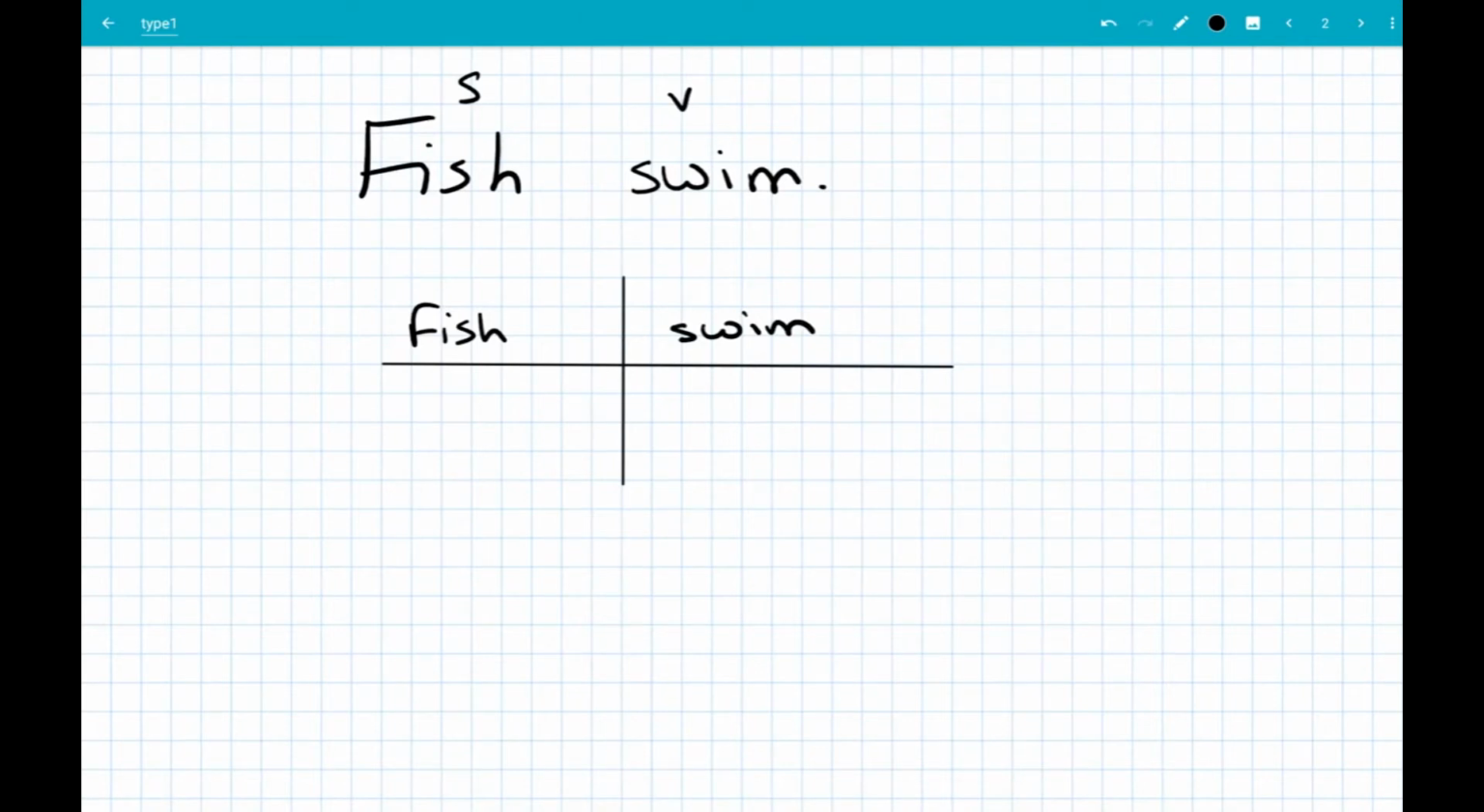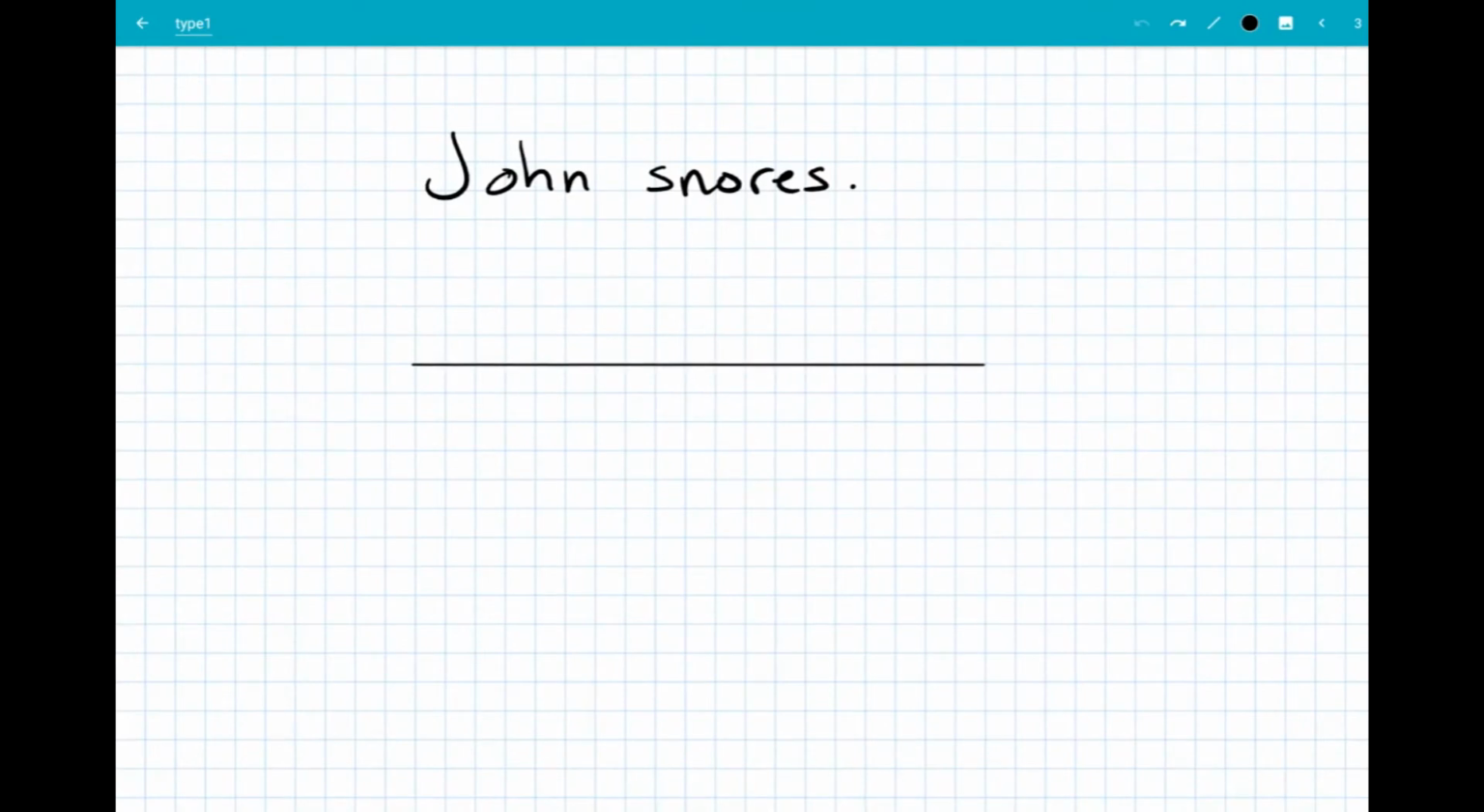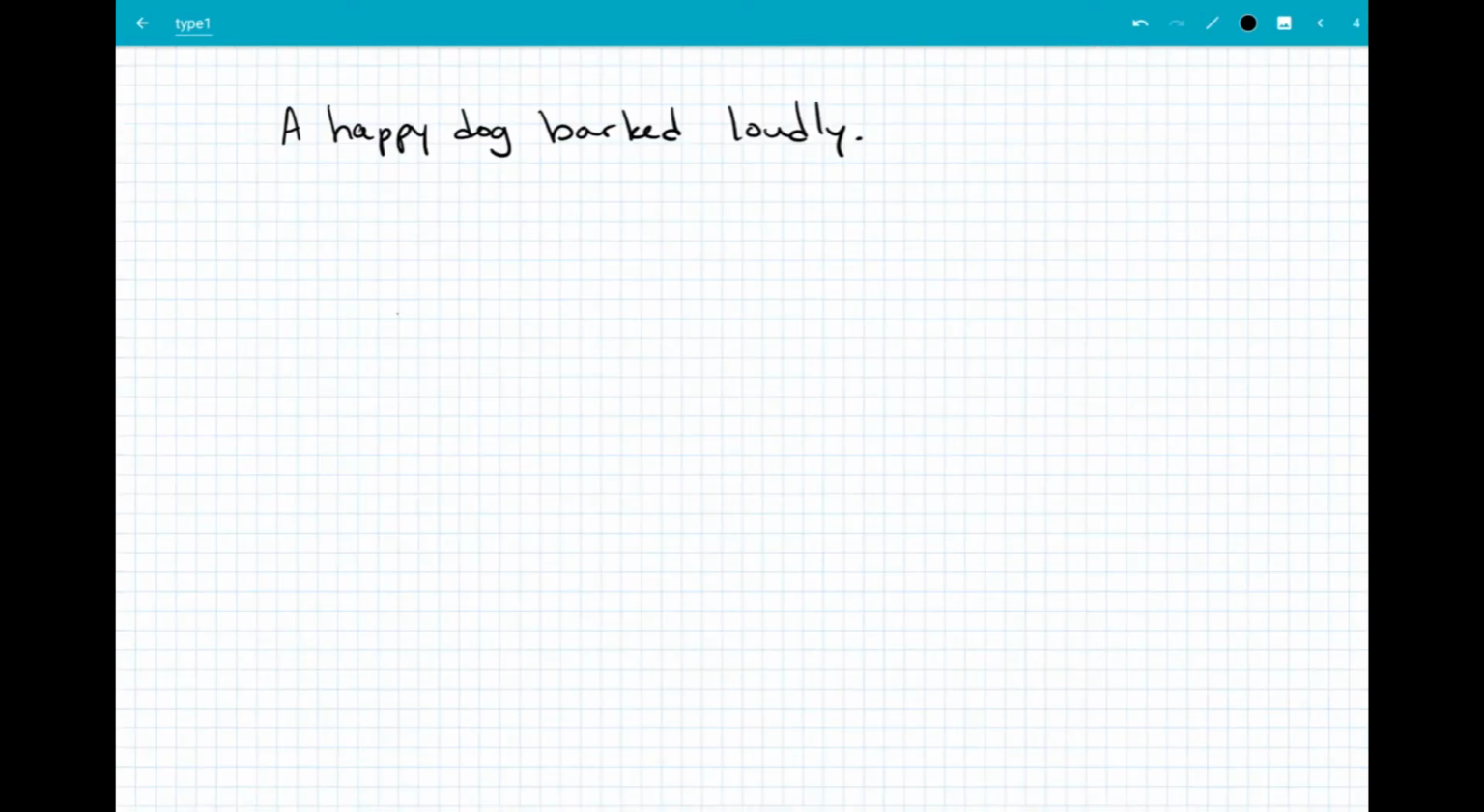The next example is similar. John snores. We begin with our clause line, bisect it to divide subject and verb, then identify our agent, John, and the action, snores. Once again, there's no object, making this an intransitive sentence. Our last example is a bit more complicated.